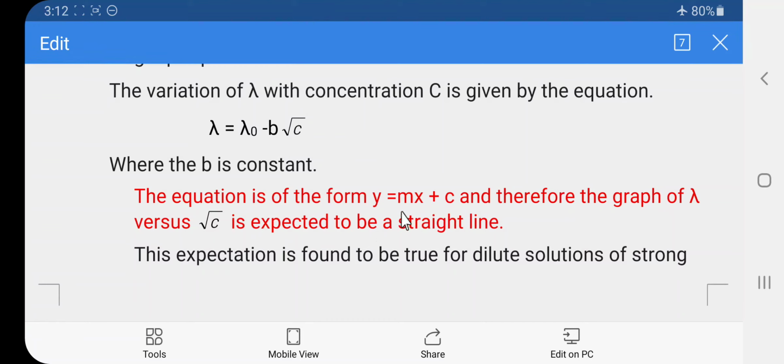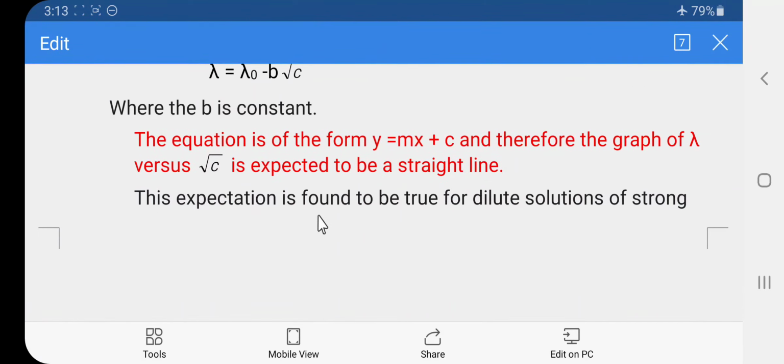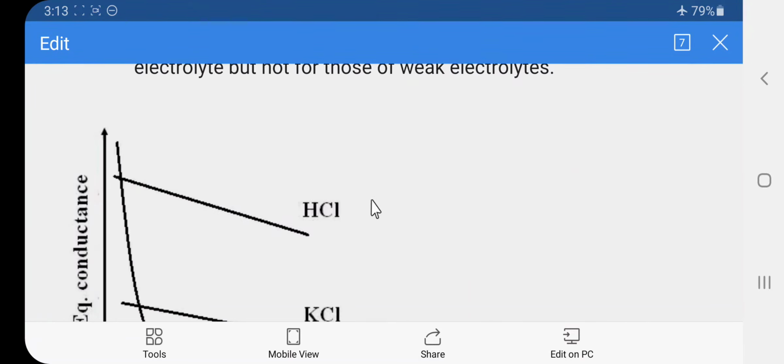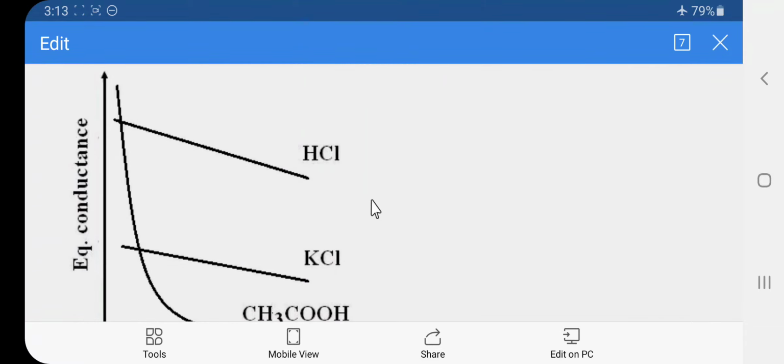All of you know that y equals mx plus c is the equation of a straight line. When we plot the graph of y versus x, generally the nature of the graph is a straight line. So when we plot the graph of lambda versus under root C, a straight line is expected. This expectation is found to be true for the dilute solution of only strong electrolyte, but not for the weak electrolyte. So let us consider this graph.